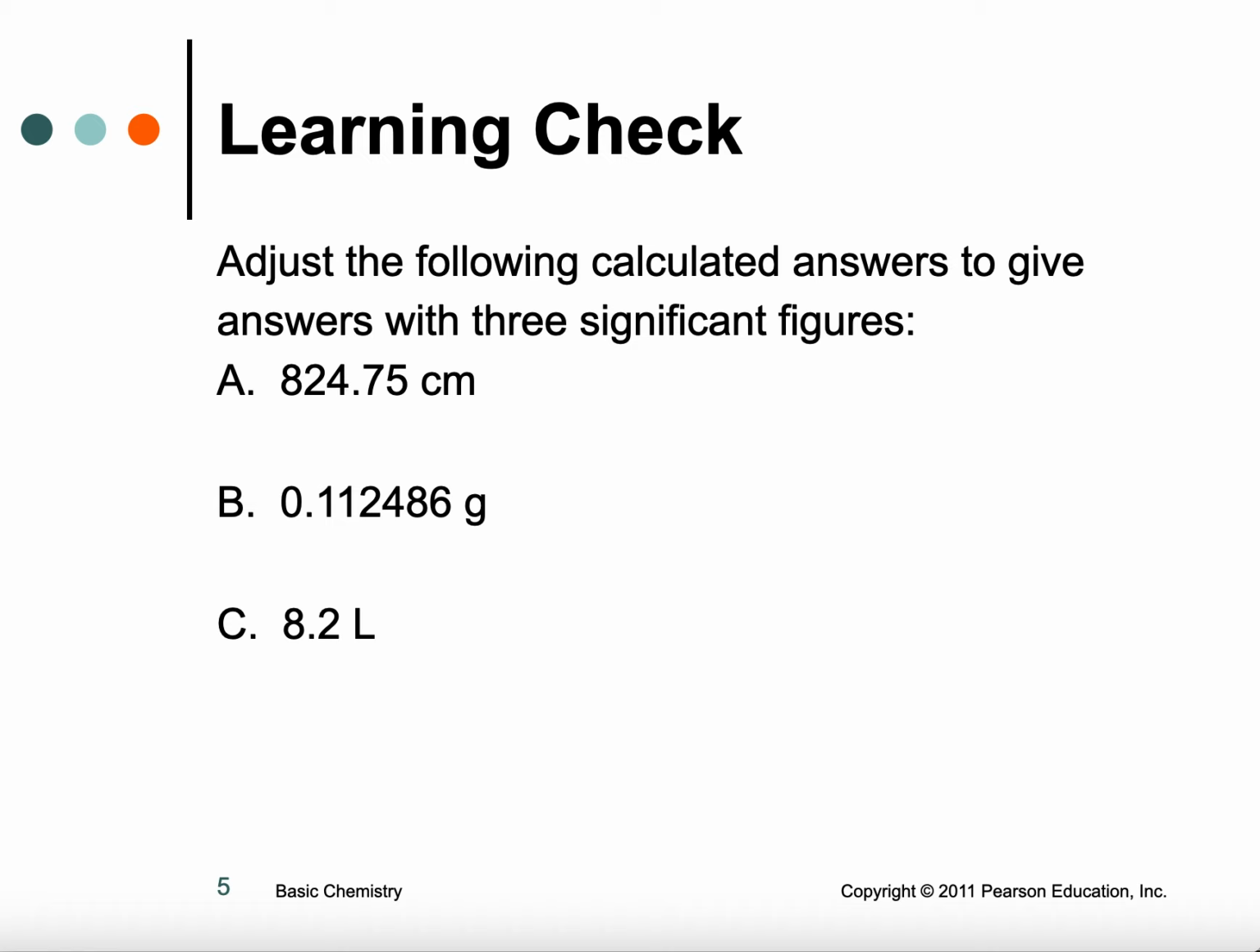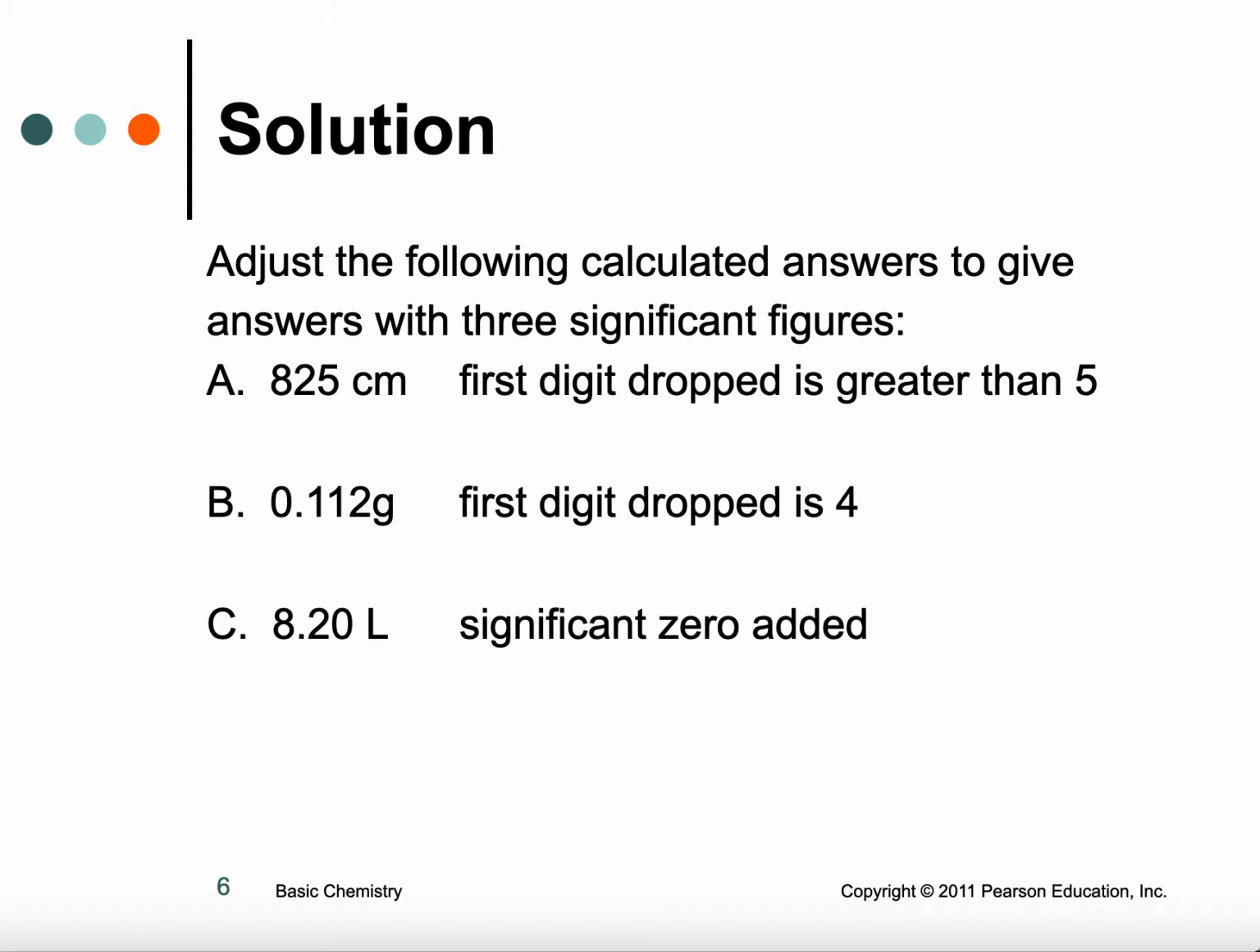Last one, 8.2. I want it to be expressed as 3. Well, your calculated answer is 8.2. I need to add a 0 after the 2 to express 3 significant digits. If my measurements were 3, my answer has to be 3. Okay.